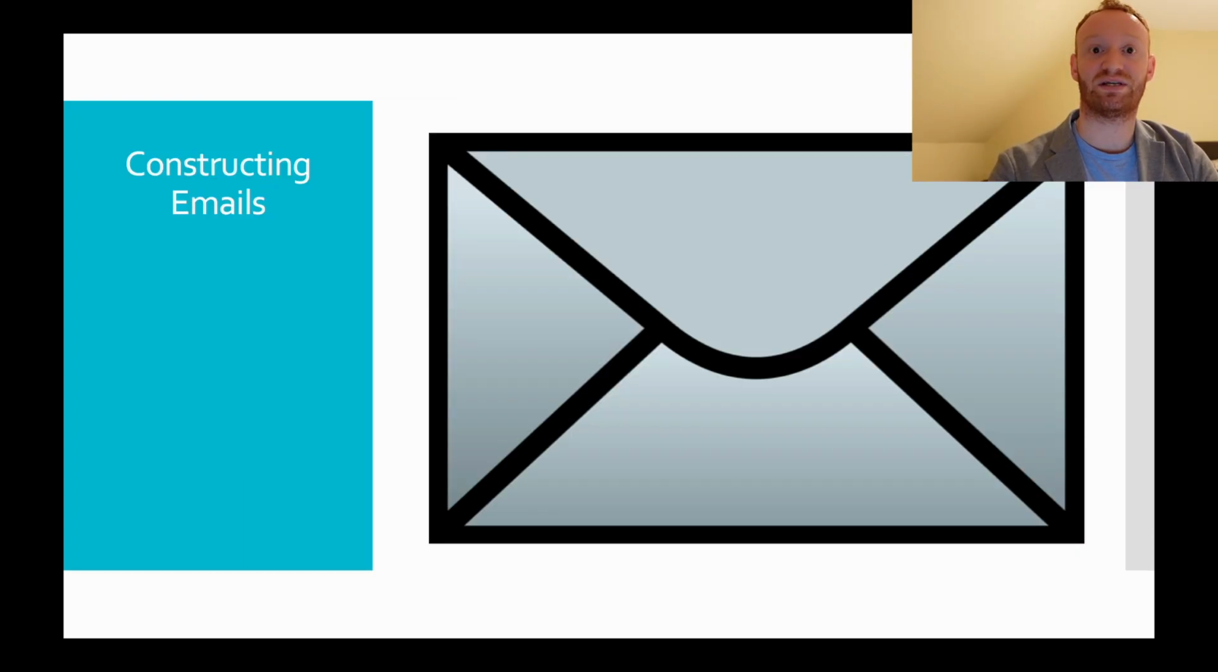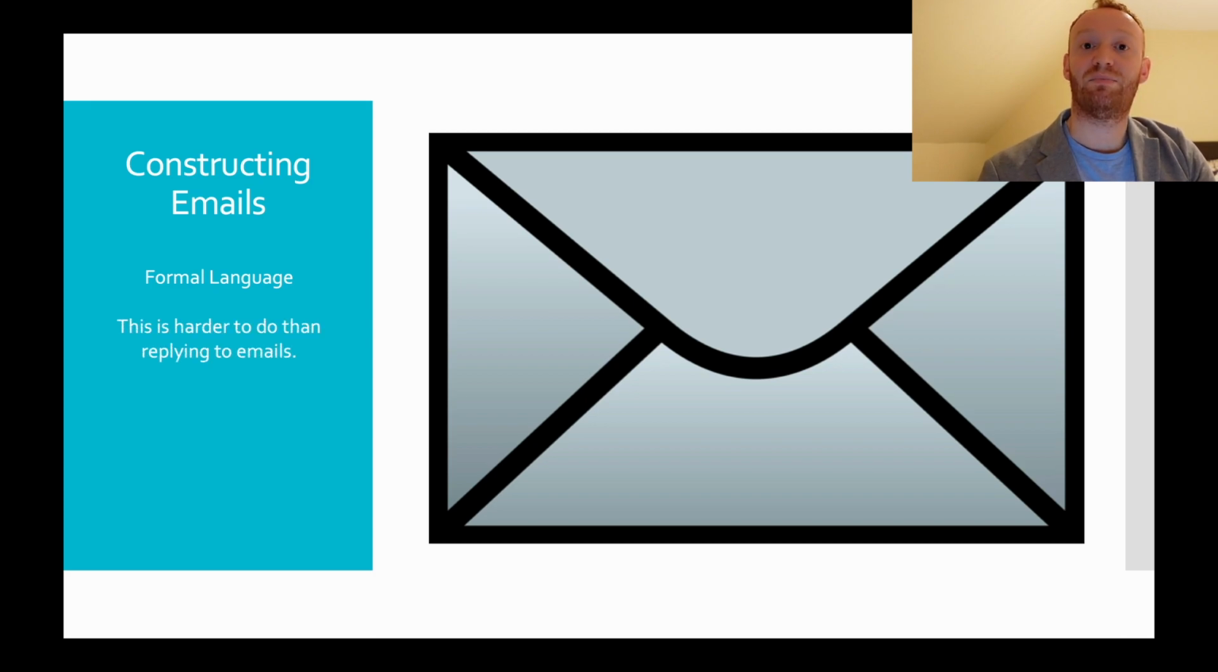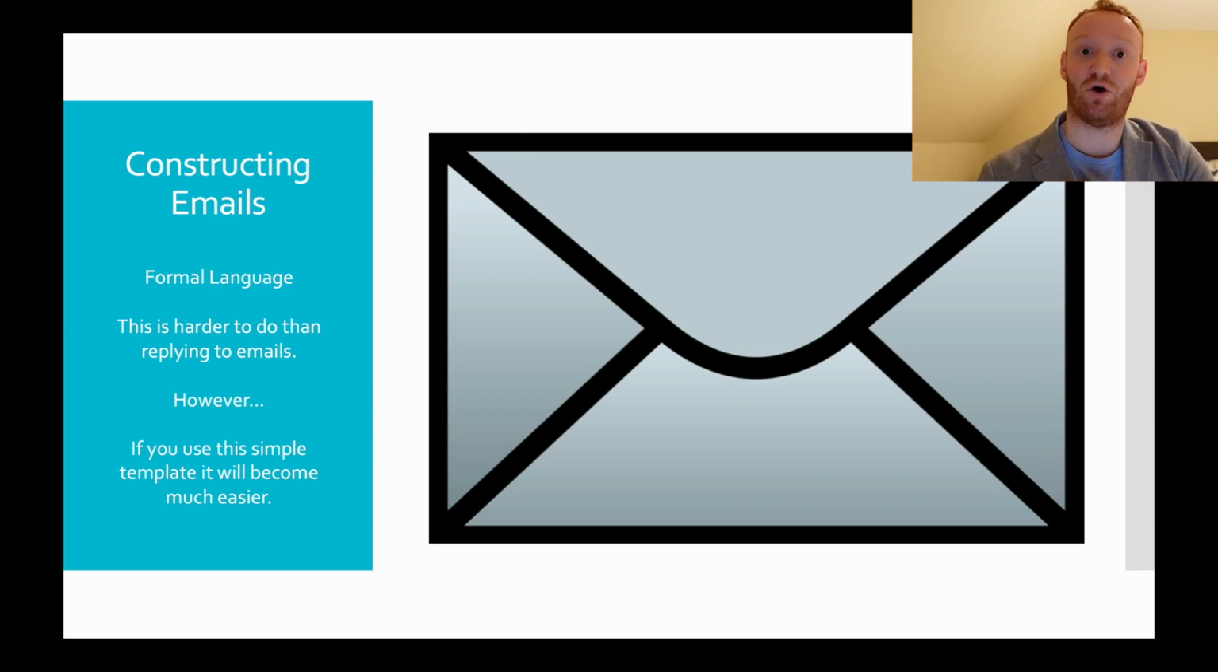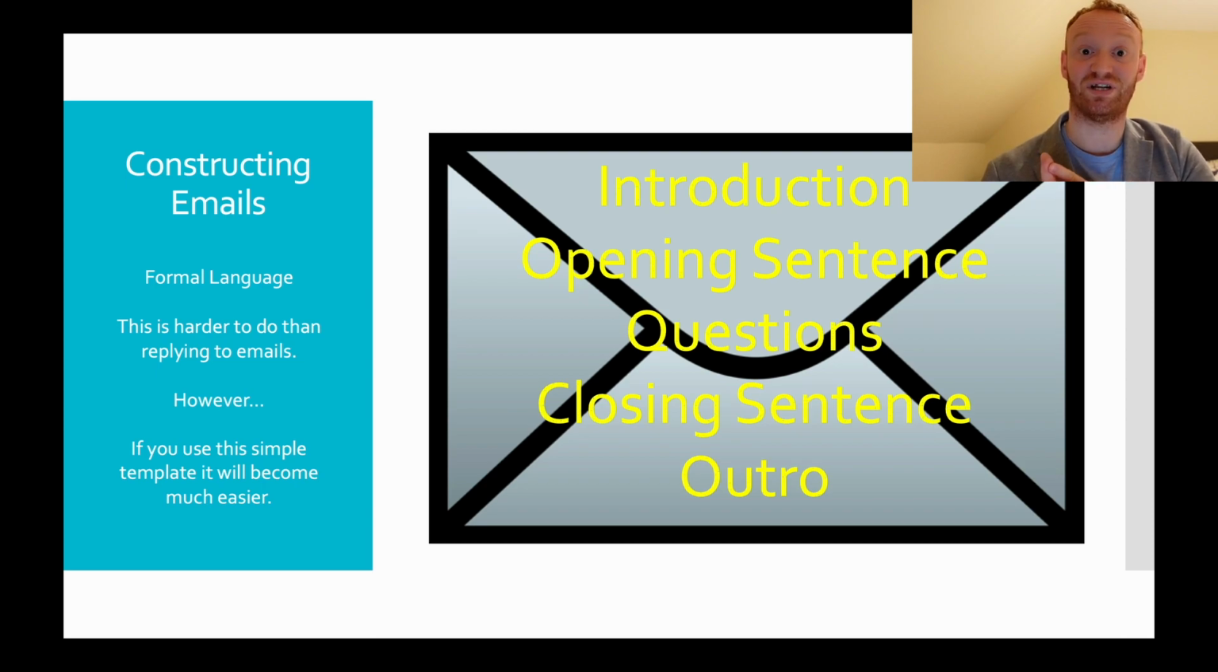So first of all, constructing emails. Like I previously stated, we are going to use formal language. This part of email writing, the construction of emails, is a lot harder than replying to emails. However, I'm going to use a simple layout template that you can copy if you need to. That will make it much easier. Let's have a look. First of all, we're going to look at the introduction, then opening sentences, questions, closing sentences, and an outro.